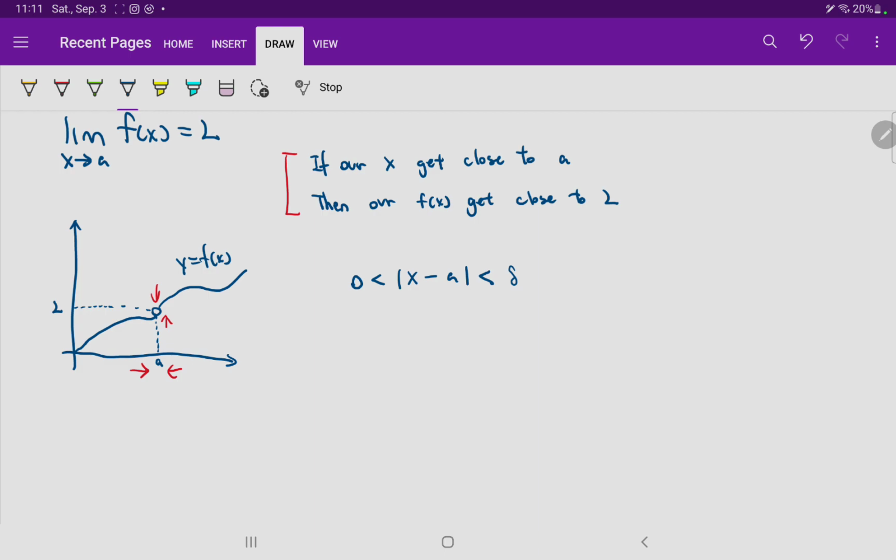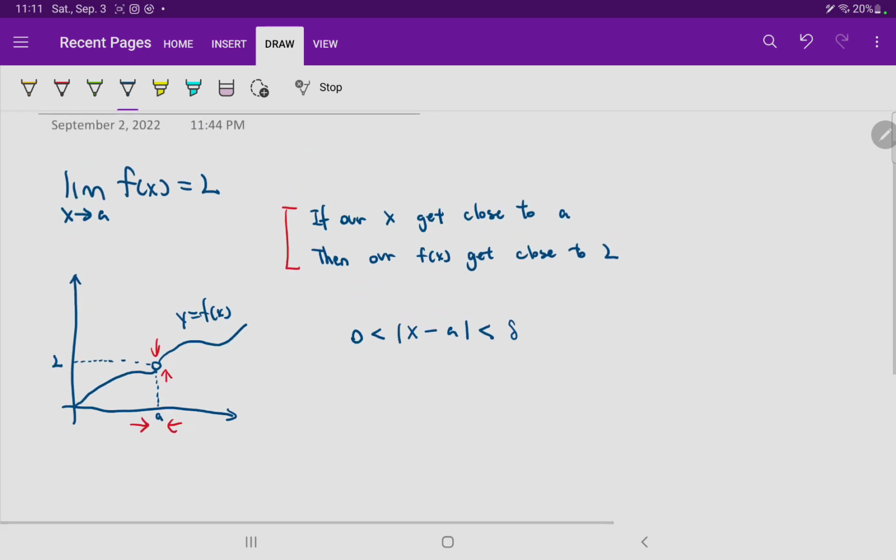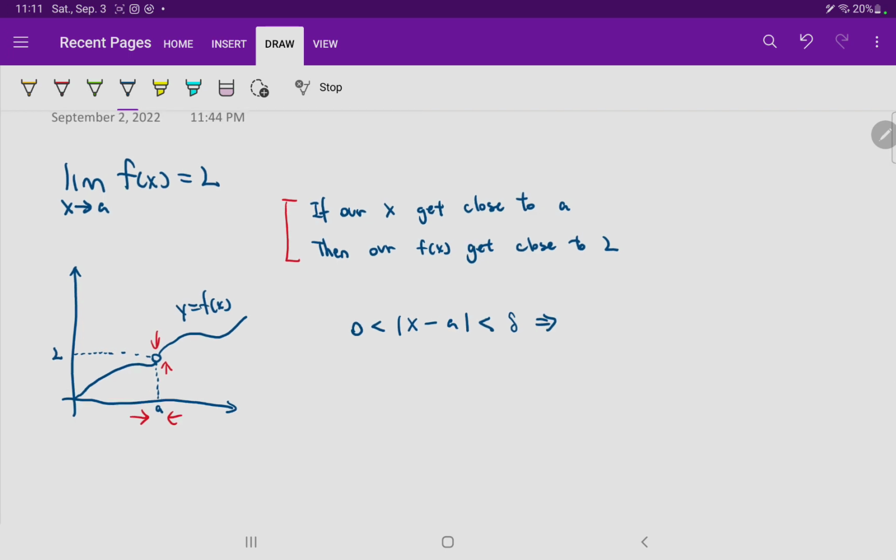So we have done the first part of the formalizing, and now we get to the second part. If our x gets close to a, which is that the absolute value of x minus a is bigger than 0 and smaller than delta, where delta means some kind of small arbitrary quantity that you have to remember, then remember, if you have watched my previous video, I talked about an if-then statement. In this case we have an if and we have a then, so it can be expressed in a P(x) implies Q(x) way. In this case, our Q(x) would be that then our f of x gets close to L.